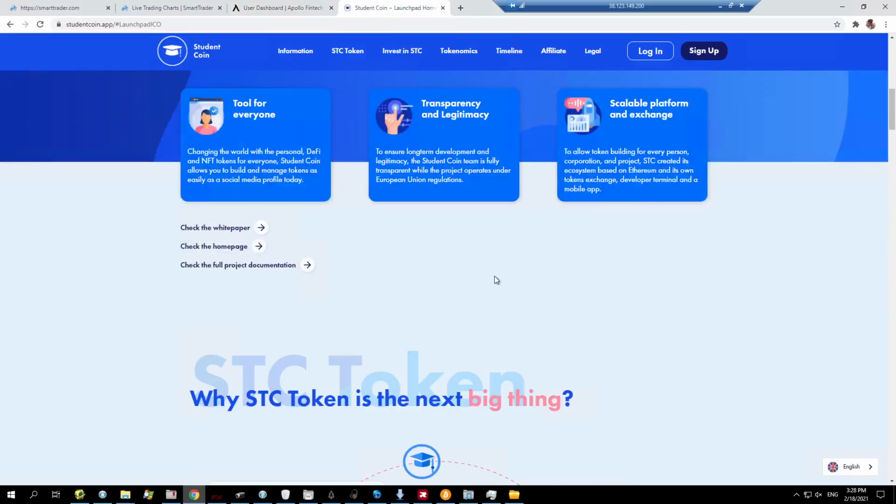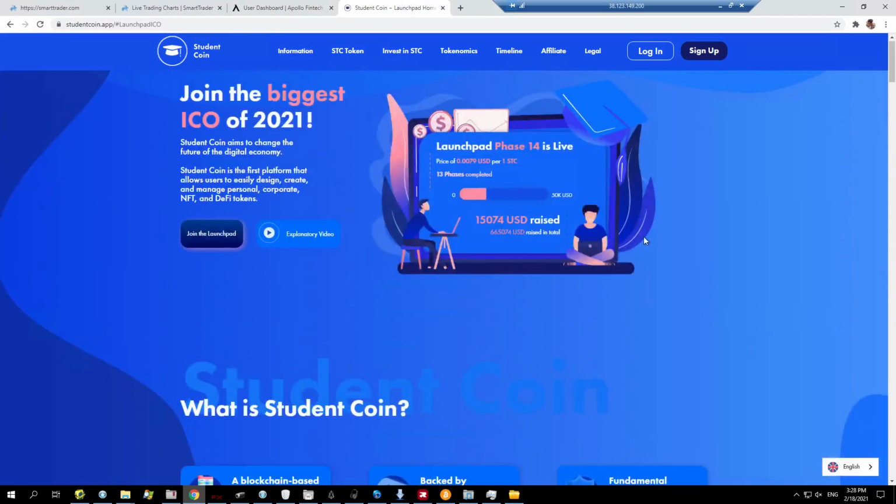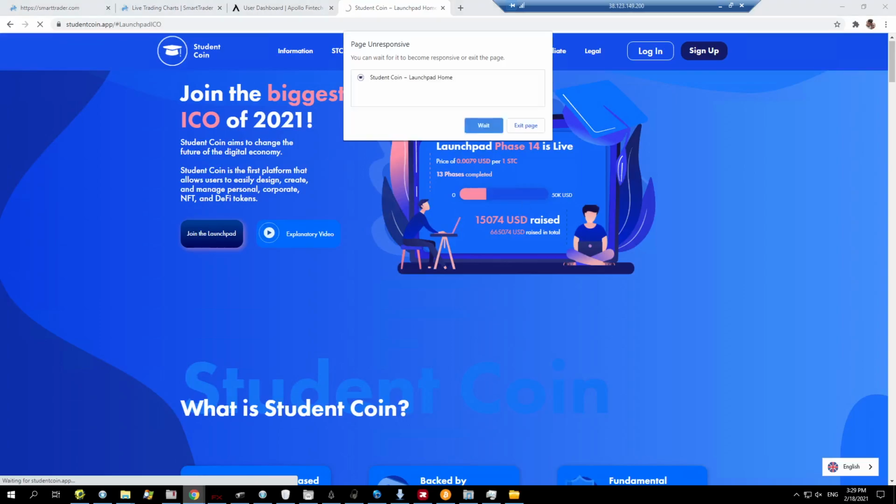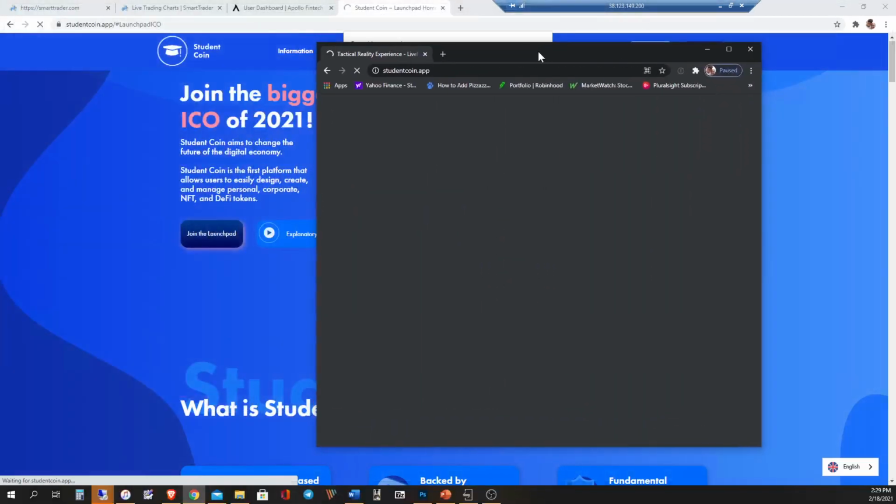Now we have student coin, and this actually just passed the last phase, like phase 21 or whatever. So it went through 21 phases in less than 2 weeks, and it raised tons of money, ridiculous amounts of money. And I forget that it freezes on this server, so I gotta download it. I gotta bring it here real quick for you.